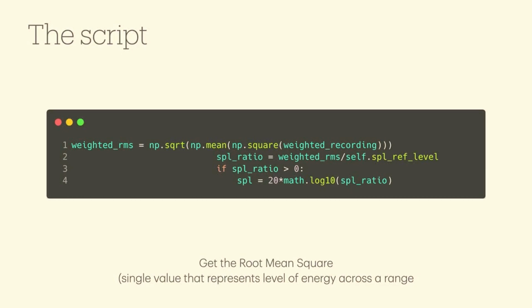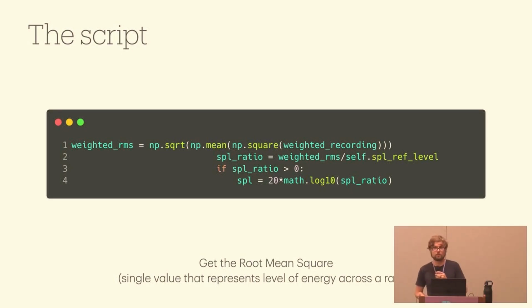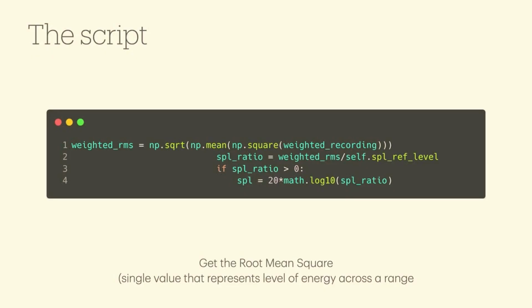So you first want to get the root mean squared from the signal, which is just a single value that really represents the energy levels across a range. If you think about sound, it is a wave, which is represented on a ranged scale, and you need to see how much energy is in that range.